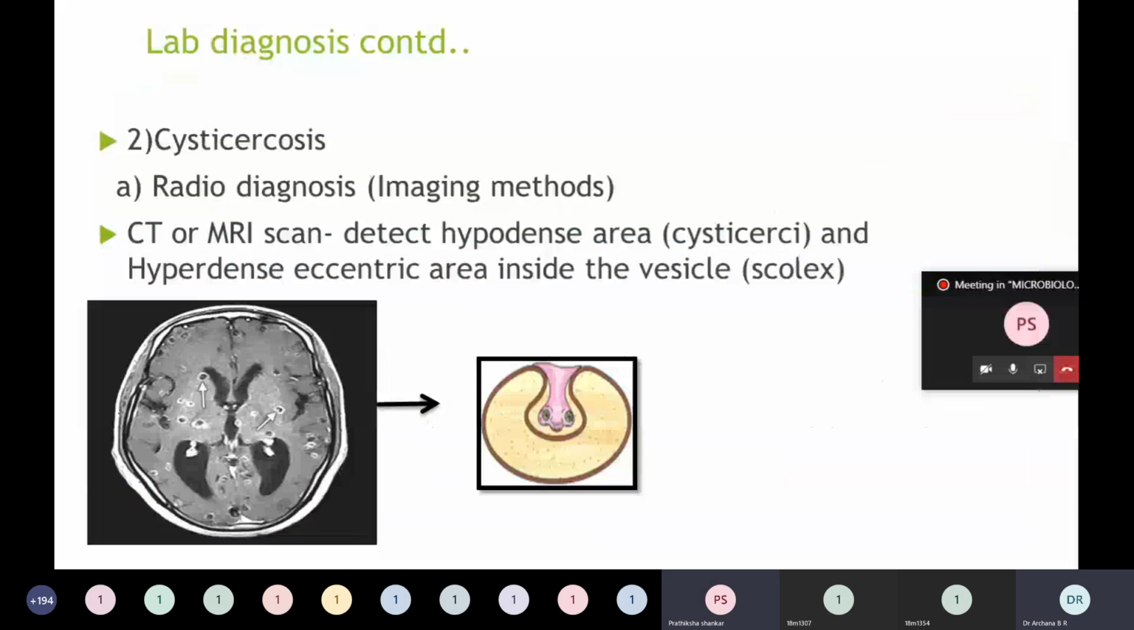Molecular methods like DNA probe and PCR can be used. Laboratory diagnosis of cysticercosis is mainly by radiodiagnosis, imaging: CT and MRI scan. It can detect the hypodense area of cysticerci and a hyperdense eccentric area inside the vesicle, that is the scolex. So you can see in this picture, there is a hypodense circular area which is shown by the arrows.